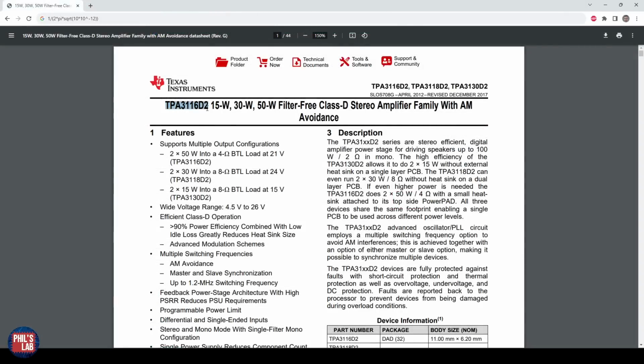Again, the reason for me choosing the TPA3116 in the 15 watt variant is that I wanted to run it off a 15 volt supply. So at the top of the datasheet, we can see we can run this off a 15 volt supply. I wouldn't need a 24 or 21 volt supply, and it's 15 watts per channel, which is completely fine for most guitar amplifiers. That's already very, very loud, into an 8 ohm load, which is a typical guitar amplifier speaker.